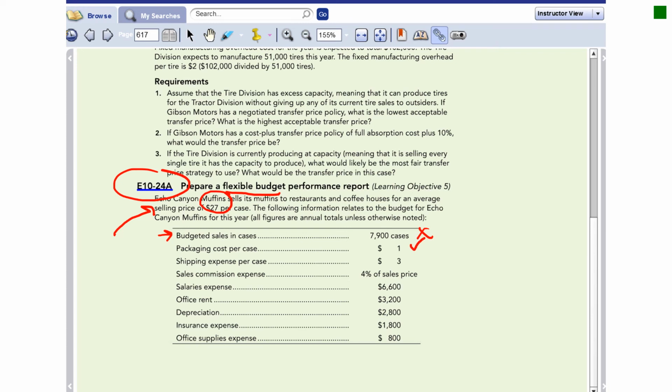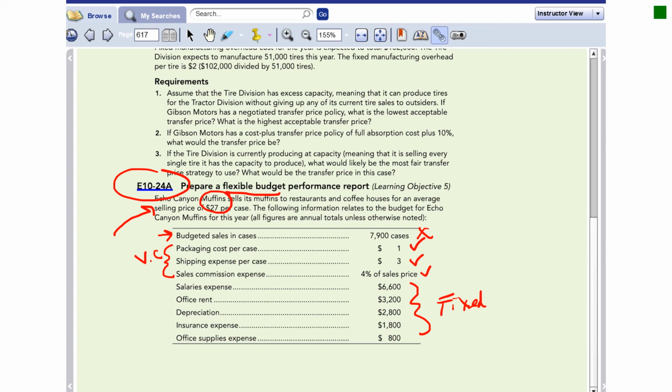Per unit, that's a budgeted number, but you will need that. The shipping expense per case of $3, you'll need that, as well as the percent of your sales price, which is your 4% commission. So these 3 items right here are going to be your variable costs, but these are going to be based on the actual volume, not the budgeted volume.